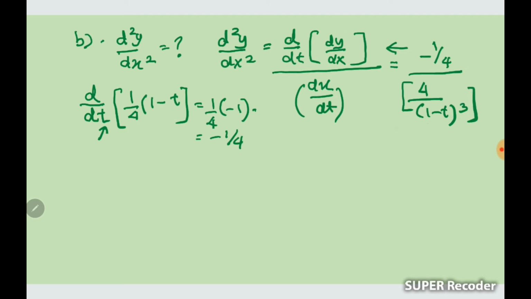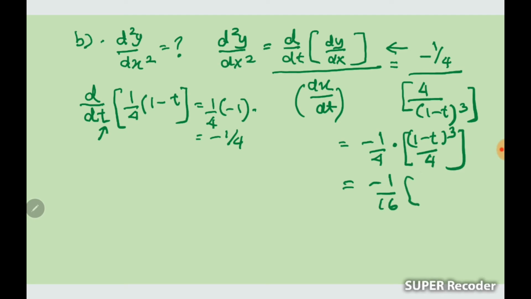Okay, so simplify, you will get negative 1 over 4 divided by 4, so you have to multiply with 1 minus t to the power of 3 over 4. So you will get negative 1 over 16 multiplied by 1 minus t to the power of 3. This is the final answer.